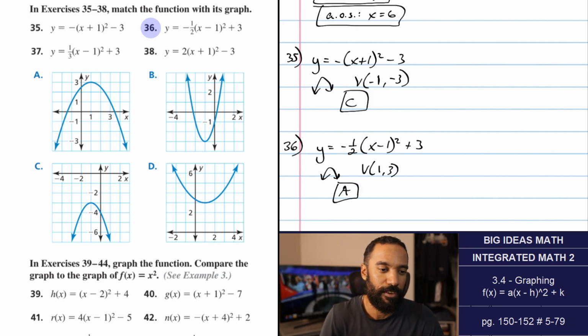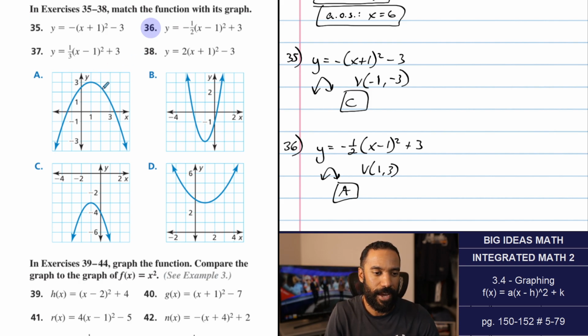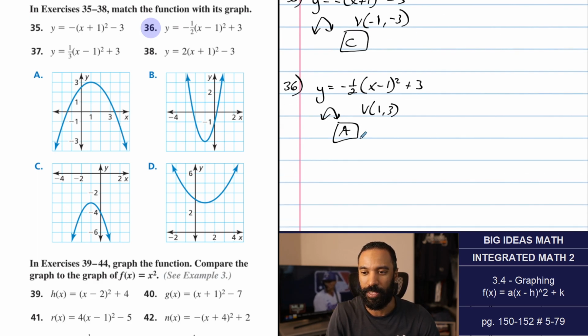But let's make sure we know how negative 1/2s work. We go over 1 down half of 1, over 2 down half of 4, which is 2, and things like that. Make sure you're still feeling that out.